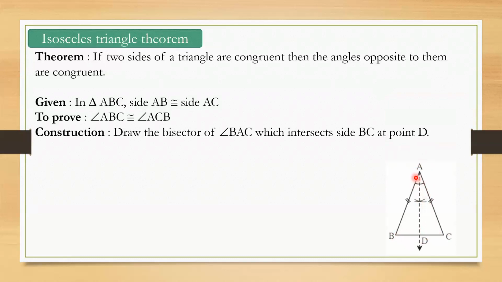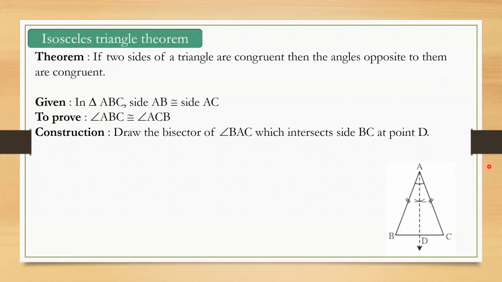But what is this? This line is a bisector. That means it divides this big angle into two small equal angles. So which are the two small equal angles? So BAC, which was the bigger angle, is divided into two equal angles. Which are those two angles? BAD, right, and CAD. Okay, so these are two equal angles which are now congruent.